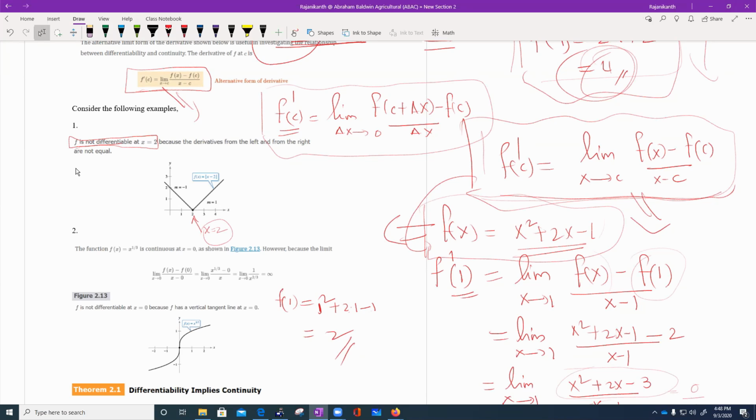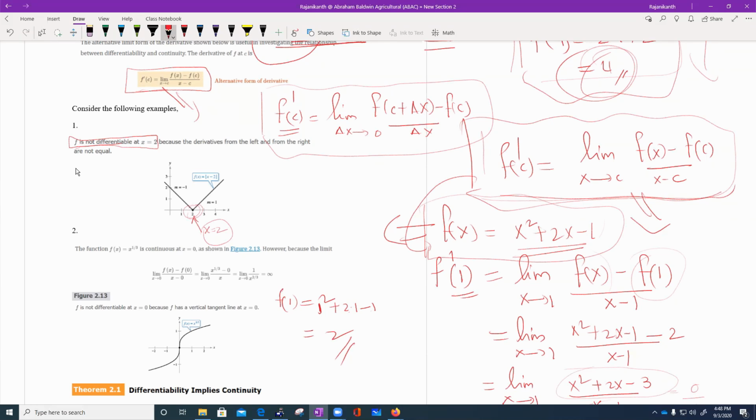Limit doesn't exist. That's the meaning, right? If f were differentiable, then you would have got the limit answer, right? Now, what does differentiable mean? Differentiable means the function has a derivative at that particular point, right? So why do we say that the function is not differentiable at 2?